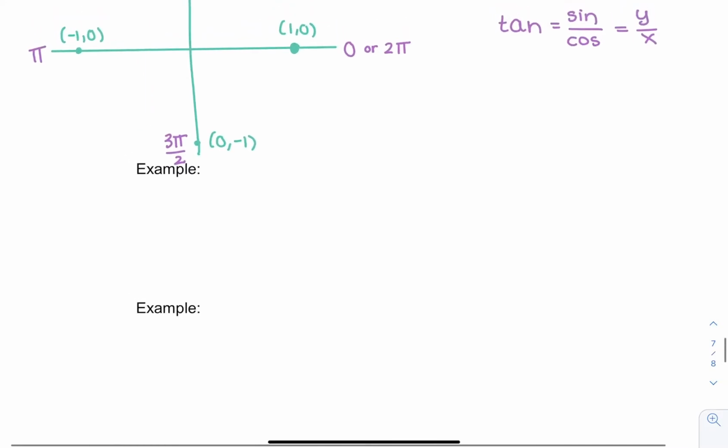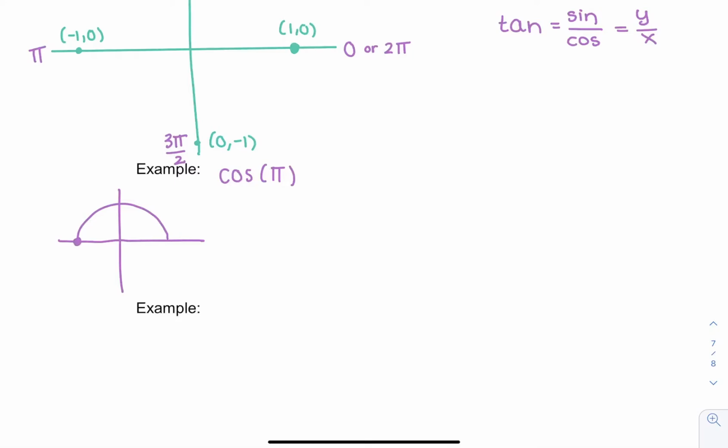So say we have something like cosine of pi. Well, I know pi is the point way over here on the unit circle, which is the point -1, 0. Cosine is the x value. So the x value there is -1. So cosine of pi is just -1.